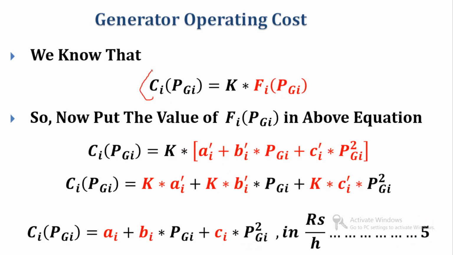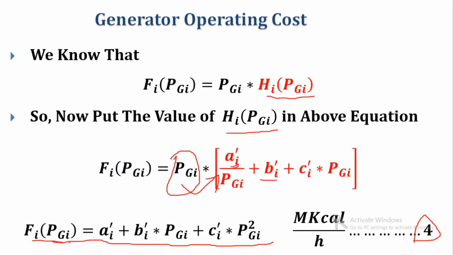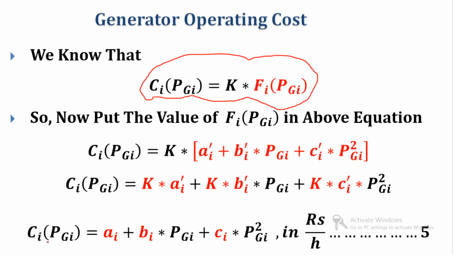Now again include the cost term. The final equation for the cost that we know already, that we have written over here, Ci of Pgi equal to K into Fi of Pgi. Now based on that equation, we will put the value of Fi of Pgi in the equation of cost. So finally Ci of Pgi equal to K into Fi of Pgi. Now we will put the value of Fi of Pgi over here.